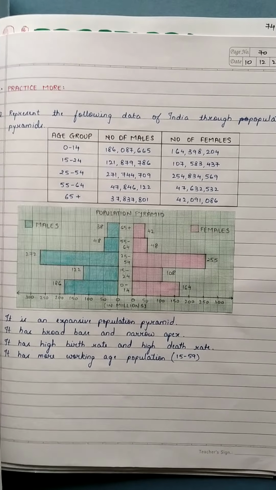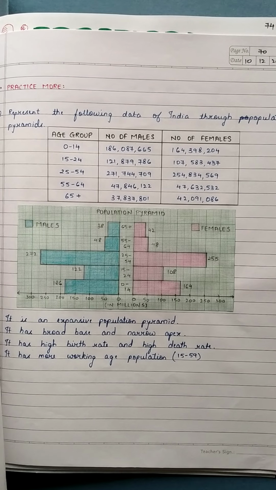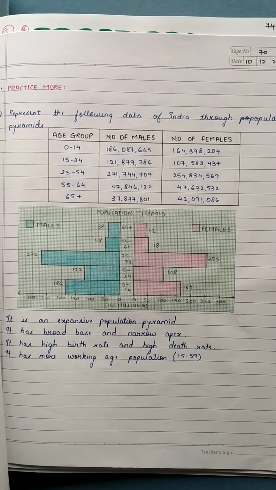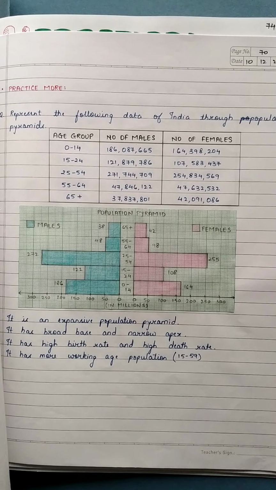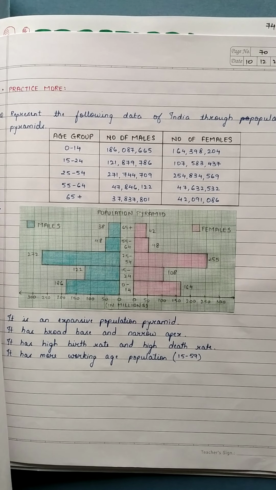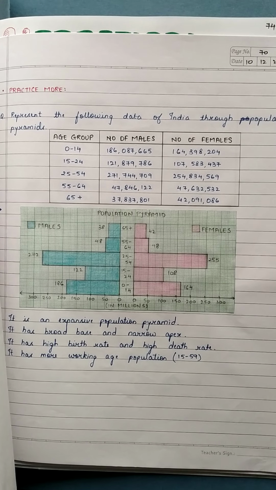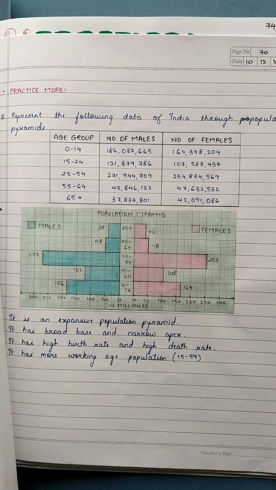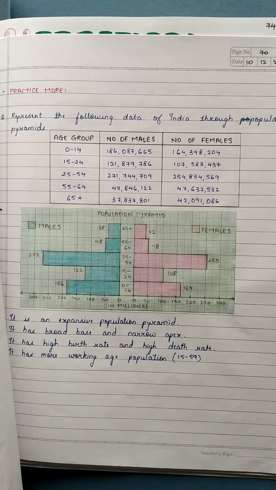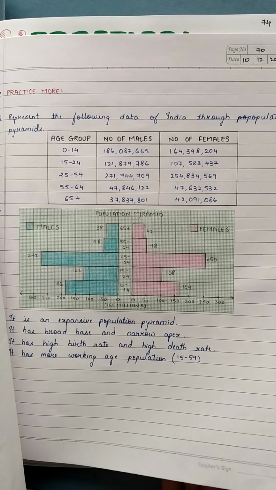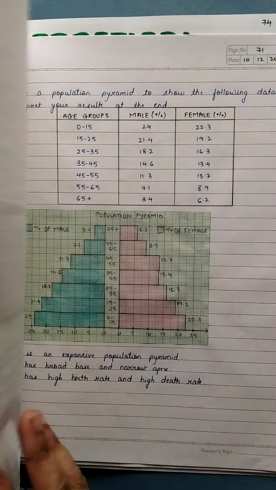Next we have the data set with the age groups 0 to 14, 15 to 24, 25 to 54 as it is. Along with it you need to write the number of females and number of males and present it on the population pyramid as shown in this video. So this is again an expansive type of population pyramid where the base is broad and the apex is narrow, but the working age population is more.